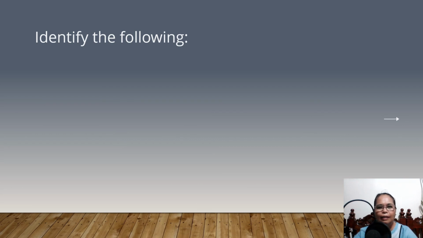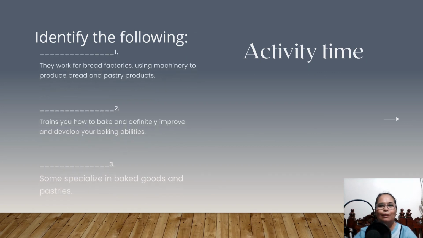Okay, for the activity, identify the following. It is activity time. Number 1, they work for bread factories using machinery to produce bread and pastry products. Number 2, trains you how to bake and definitely improve and develop your baking abilities. And number 3, some specialize in baked goods and pastries.